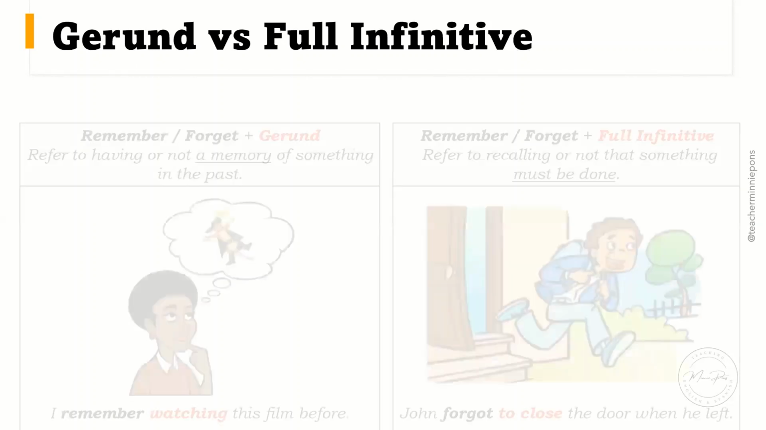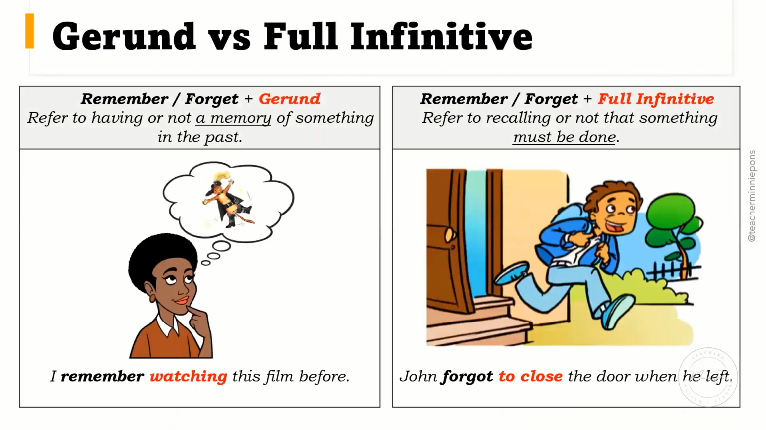Now let's see the difference in meaning between gerund and full infinitive. We're going to start with the verbs remember and forget. If you use remember or forget plus gerund, that refers to having or not a memory of something in the past. For example, I remember watching this film before.